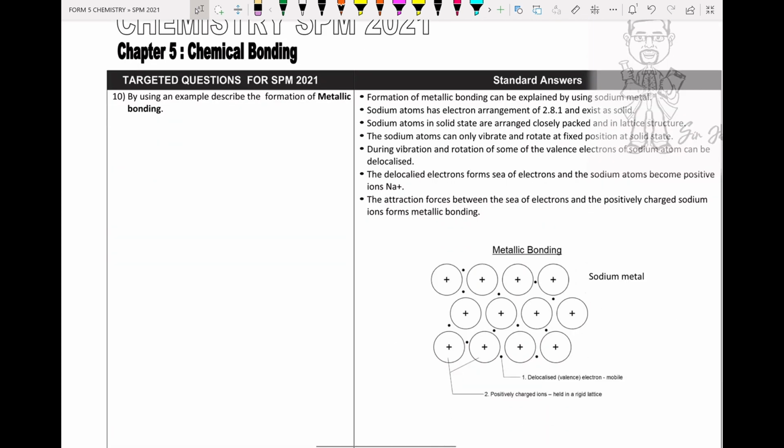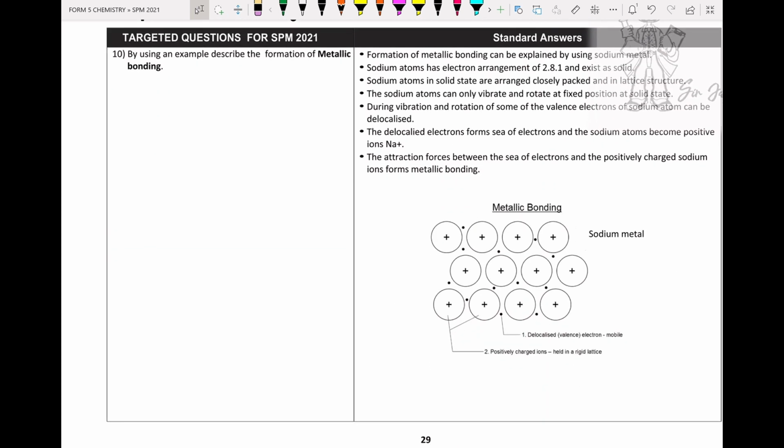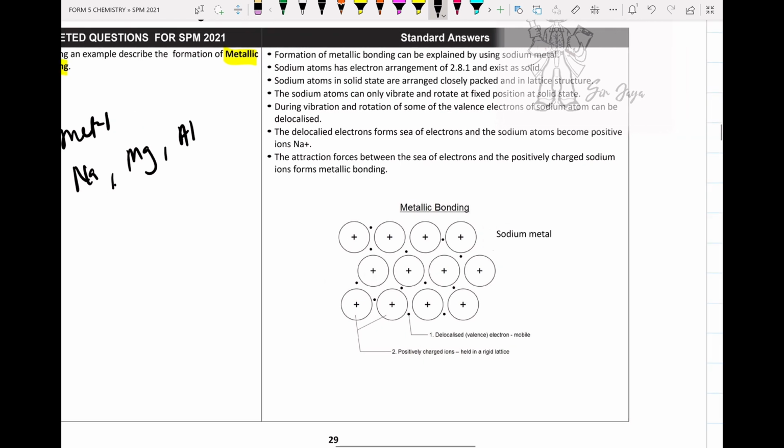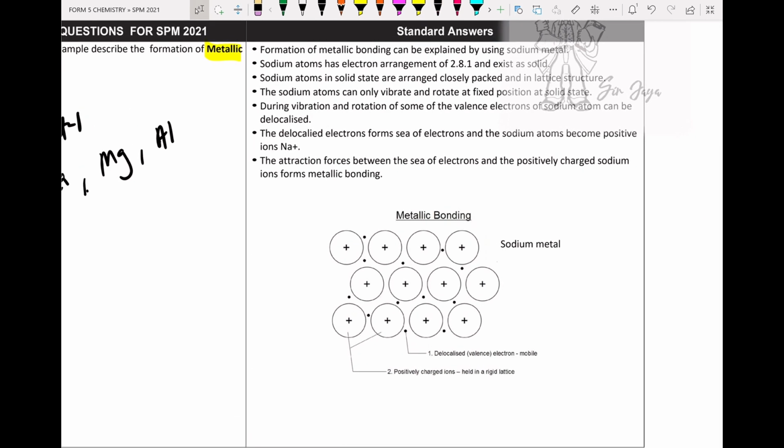Next, we move on to the formation of metallic bonding. The formation of metallic bonding occurs between metals. So what are the metals that form metallic bonding? Sodium metal, magnesium metal, and aluminium metal. So try to do an example of an essay question. Here I give one example of an essay question for the formation of metallic bonding. Formation of metallic bonding can be explained by using sodium metal.